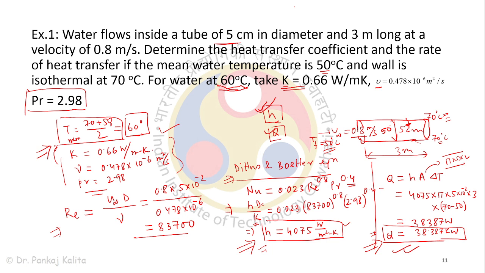Okay. Now you know that this is a problem of forced convection, right? So what we want to calculate is your Reynolds number and your Prandtl number. Prandtl number is already given in the question. What we need to know is your Reynolds number. The formula for Reynolds number is your velocity times your diameter upon nu. This is your kinematic viscosity. Okay. So if we see this value, the Reynolds number comes to be 83,700.